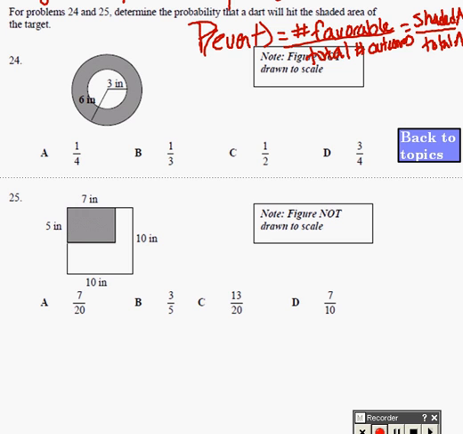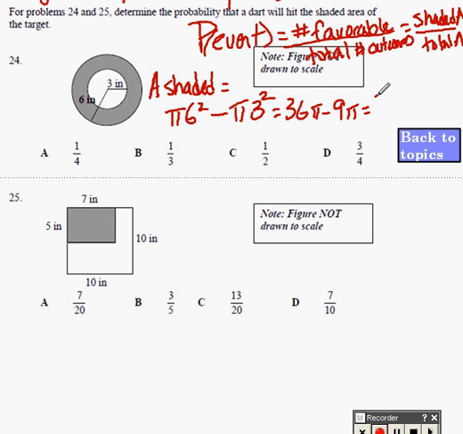So first of all, we have to find the area of that shaded part. The area of the shaded part is going to be the area of the entire circle minus the area of this little circle, because it does not include that white region in there. So the area of the shaded is equal to pi times 6 squared, which is the total circle, minus pi times 3 squared, which is that white circle on the inside. Now this is 36 pi minus 9 pi, and that's just 27 pi.